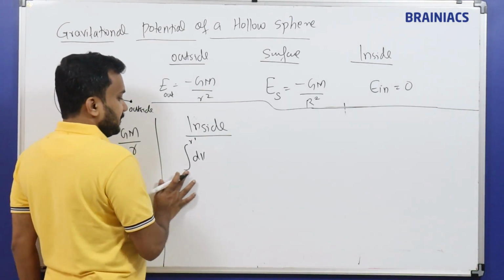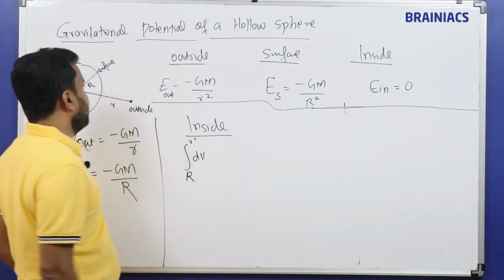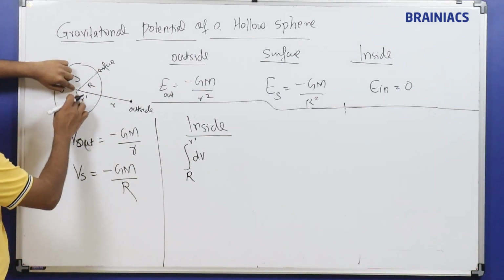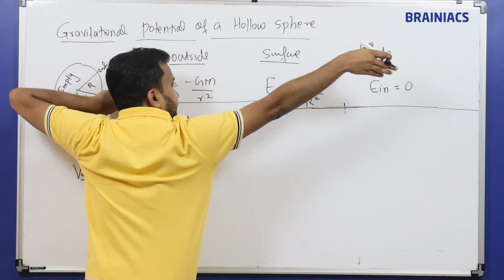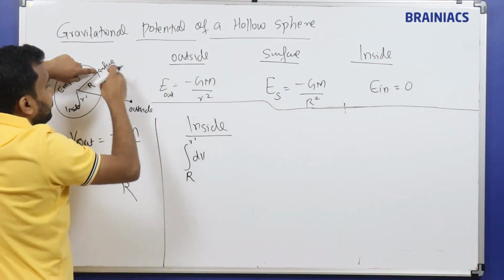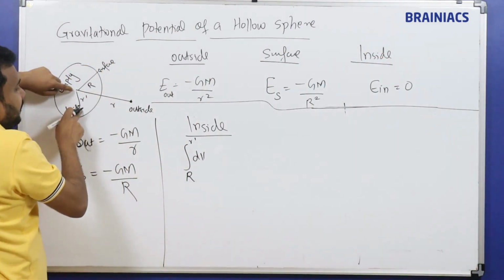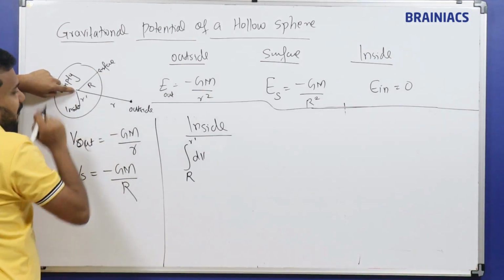So the surface is at what height? R distance away. So if you are outside, the next immediate point is infinity. If you are at the surface, the next immediate point is outside. If you are inside, the next immediate point is the surface.